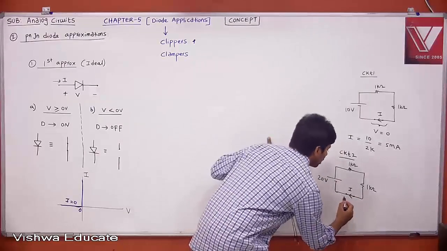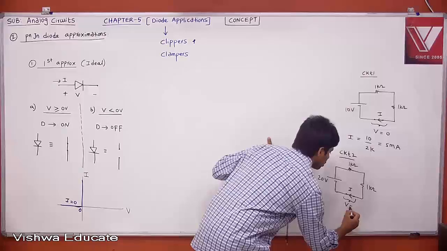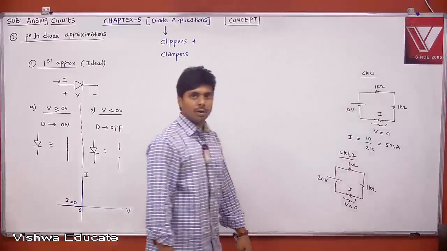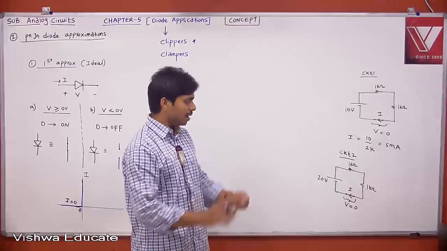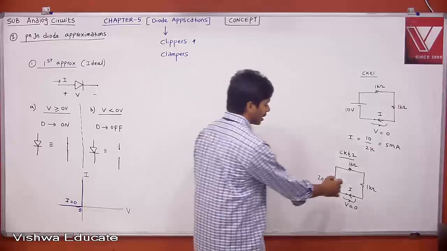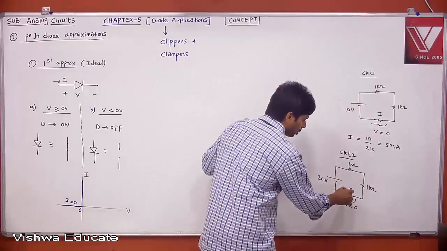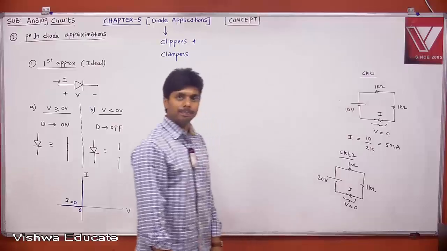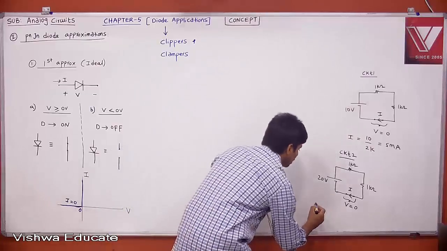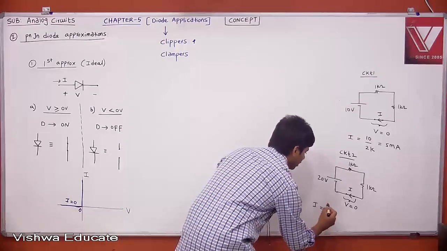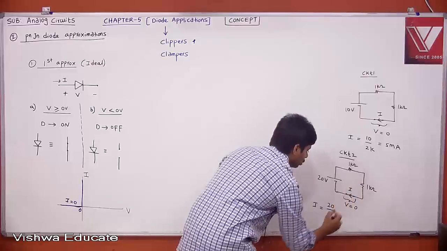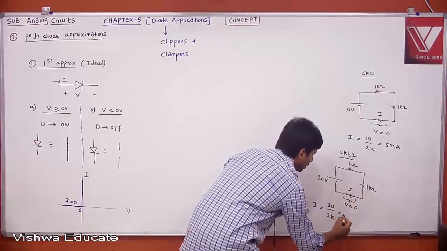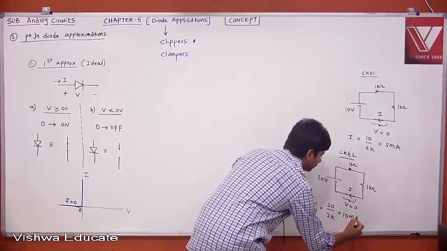Tell me what is the voltage across the short circuit. The voltage across the short circuit is 0 only. The voltage drop across a shorted wire is 0. But what is the current? Again, the current flowing through the wire is nothing but the current dictated by your loop circuit. Therefore, the current I is equal to 20 divided by 2K, basically 10 milliampere.